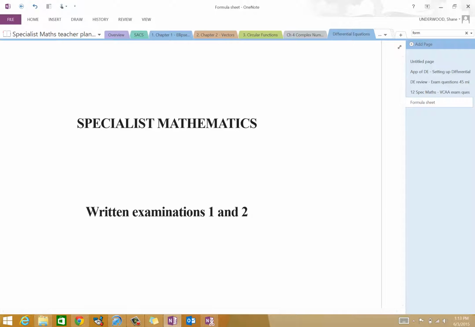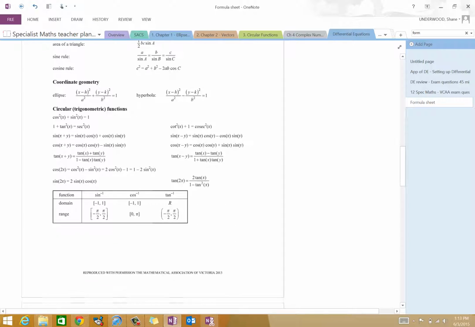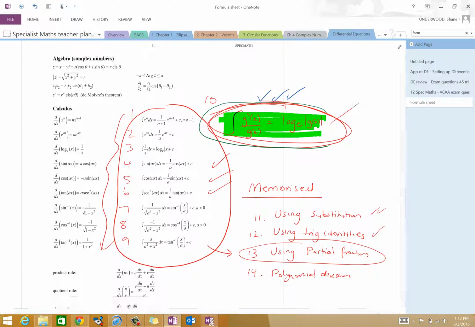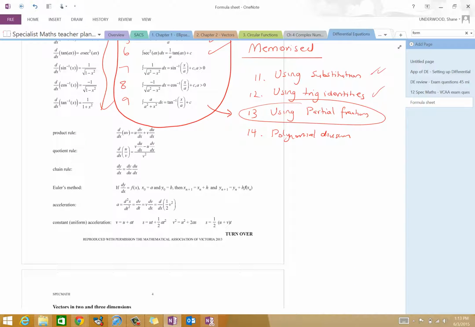When you go to the formula sheet, we've done a lot of messing around there. The formula sheet doesn't tell you everything, because remember when we were differentiating and anti-differentiating, we had some rules. When anti-differentiating, we also had substitution, trig identities, partial fractions, polynomial division, that sort of thing. It certainly isn't the be-all and end-all. However, Euler's method is on the formula sheet, but the problem is that it's a little bit confusing.